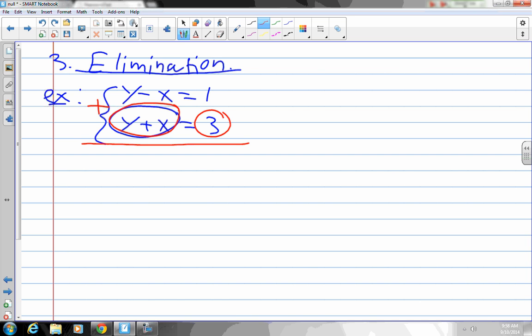What is y plus y? 2y. And what is negative x plus x? Nothing. And what's the other side? 4. So in one move, two equations, two unknowns, became one equation, one unknown. And I can solve for y, right?